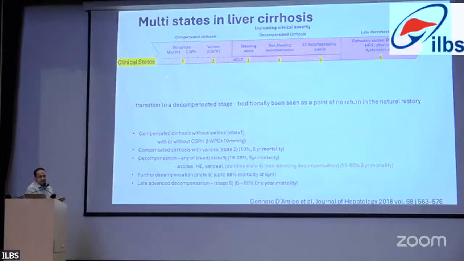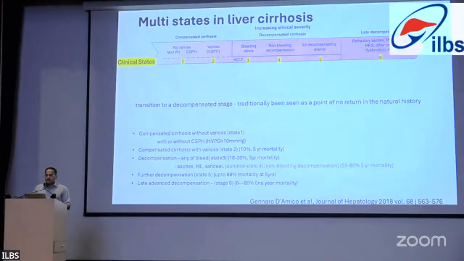CSPH is clinically significant portal hypertension, more than 10 mmHg. The next stage is CSPH present but no varices. CSPH with varices will be the next stage. Coming to decompensation, bleeding alone is stage 3. Non-bleeding complications have poorer outcomes, so they are stage 4. And there is a new term called further decompensation, that is a second decompensation beyond the first one, more than two decompensating events, that is stage 5.